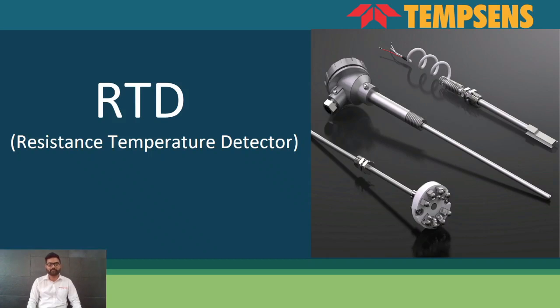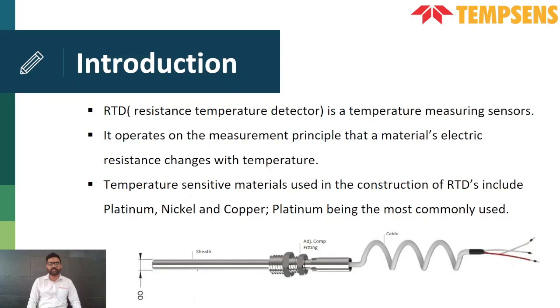RTD stands for R for resistance, T for temperature and D for detect. RTD is also known as resistance thermometer. Introduction of RTD. RTD is the temperature sensor used to measure the temperature of industrial process. It operates on the measurement principle that the material electric resistance changes with temperature. Temperature-sensitive material used in the construction of RTDs include platinum, nickel, and copper. Platinum being the most commonly used.